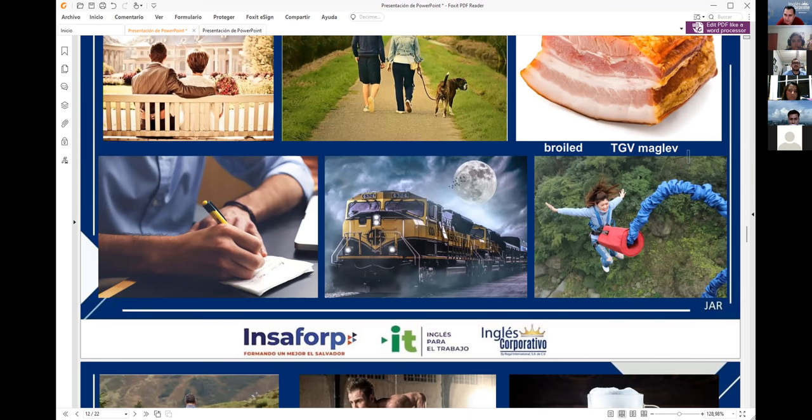Okay, let's see. What's this? The last picture. Okay. Bungee jump. Bungee?